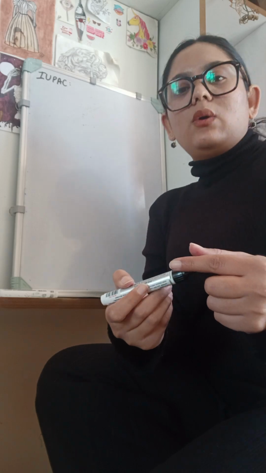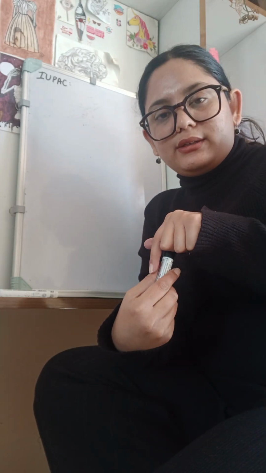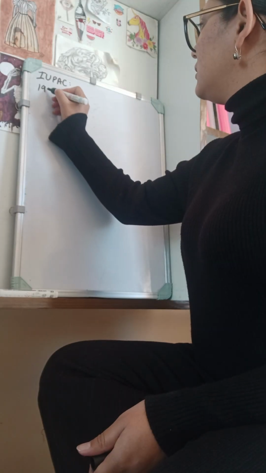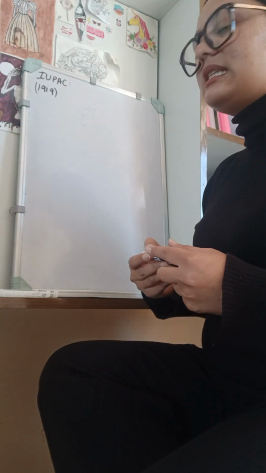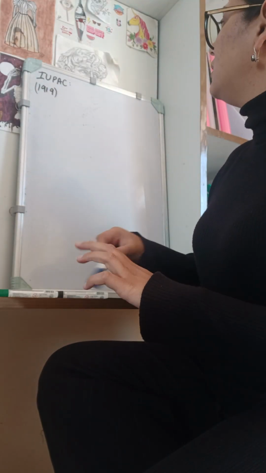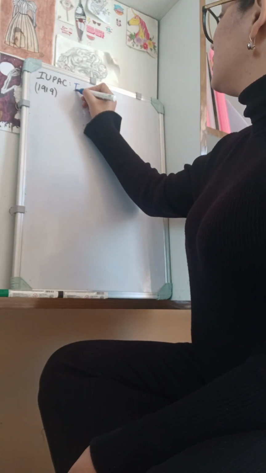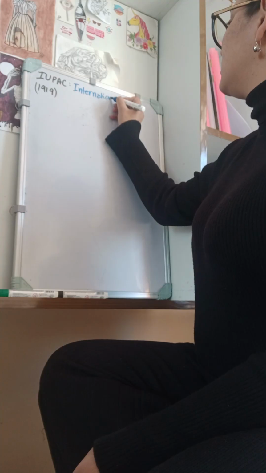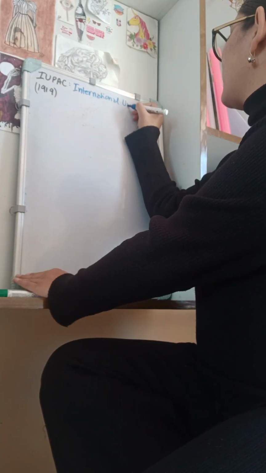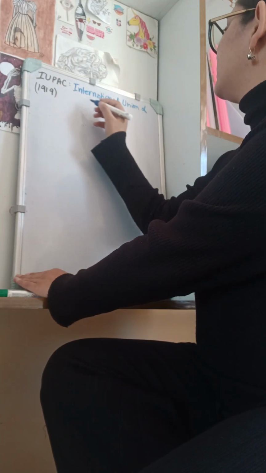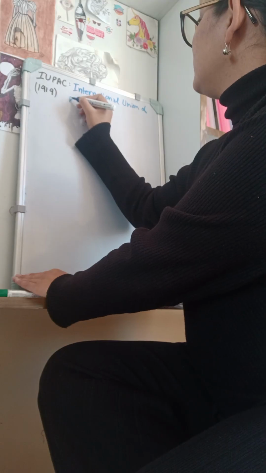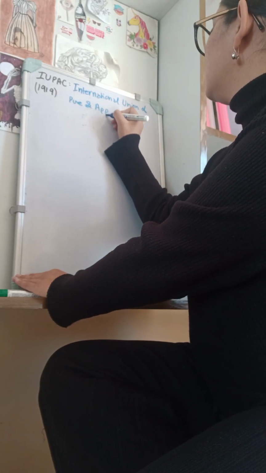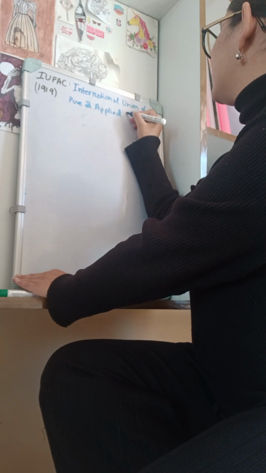IUPAC. Now, IUPAC is an international federation which was founded in 1919. It is part of the International Science Council. IUPAC is International Union of Pure and Applied Chemistry.